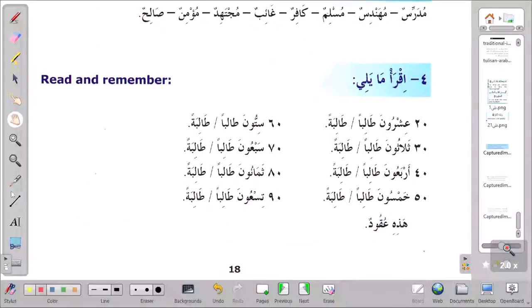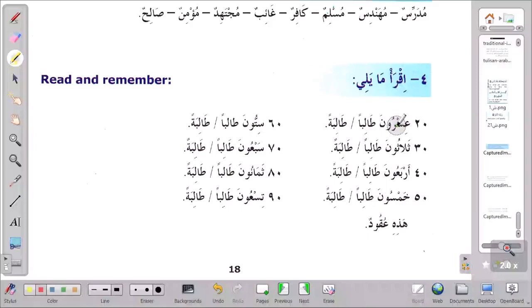Now the last one here. Iqra ma yali. Read what follows. Ishruna taliban, talibatan. What he's trying to explain here is the adadul uqud, the tens. We have 20, 30, 40, 50, 60, 70, 80, 90. These numbers in Arabic are what we term the adadul uqud.